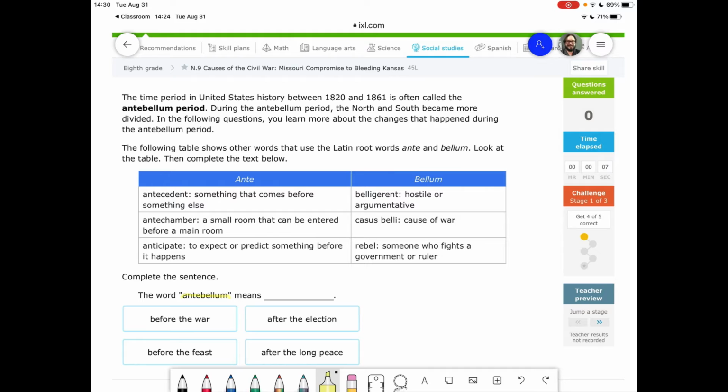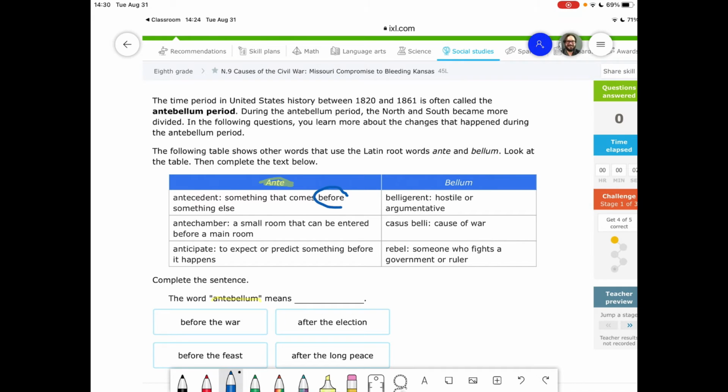Now, we have 3 examples under the ante column. And the first example is antecedent, something that comes before something else. The next example is antechamber, a small room that can be entered before a main room. And then the third example is anticipate, to expect or predict something before it happens. Now, if you notice in the definitions of these words, we see a repeated word. And that word is before.